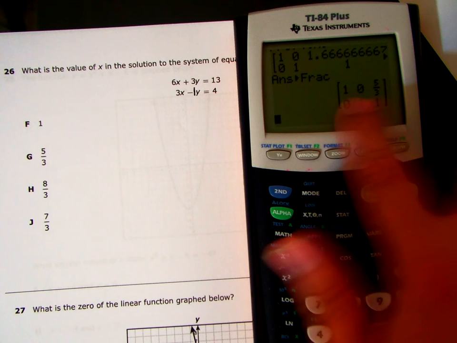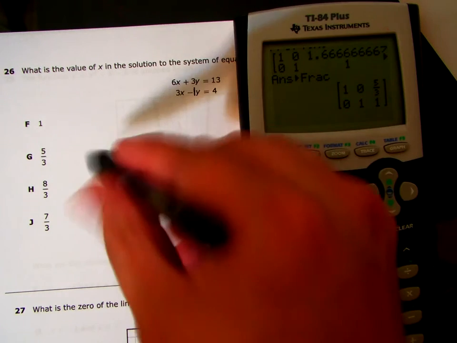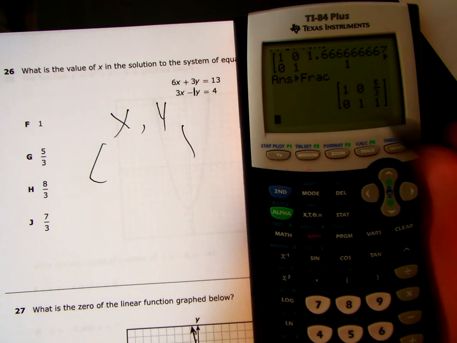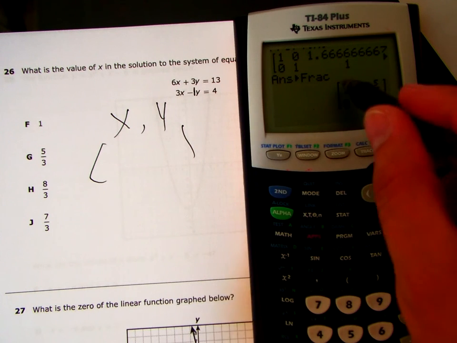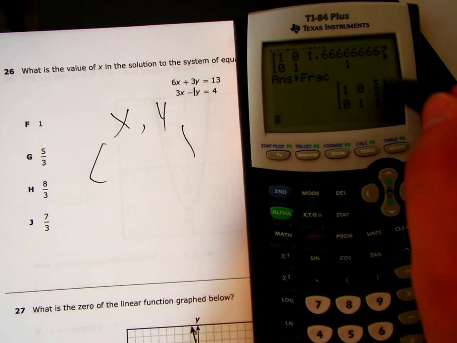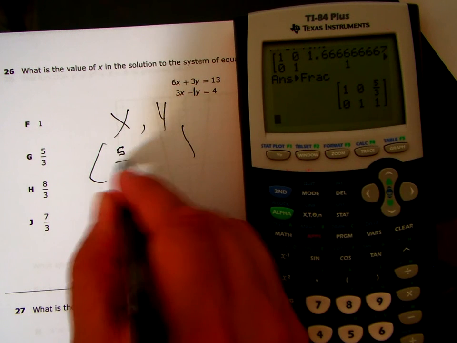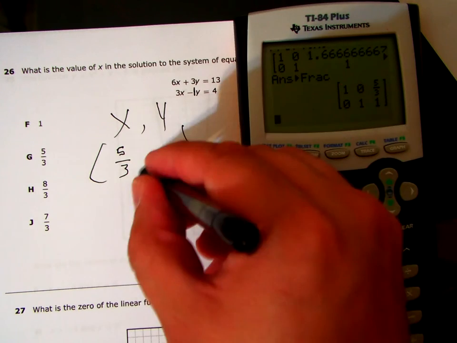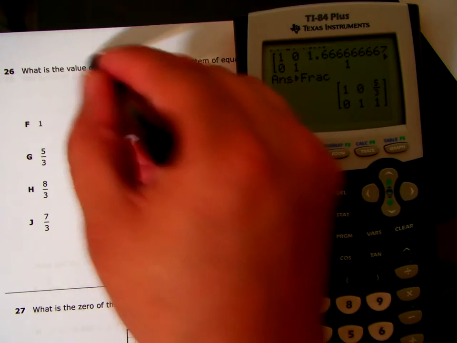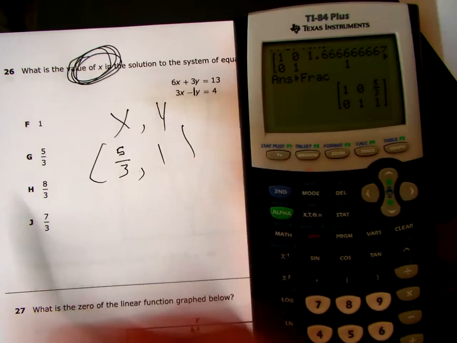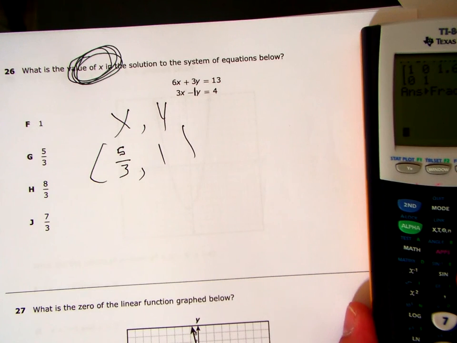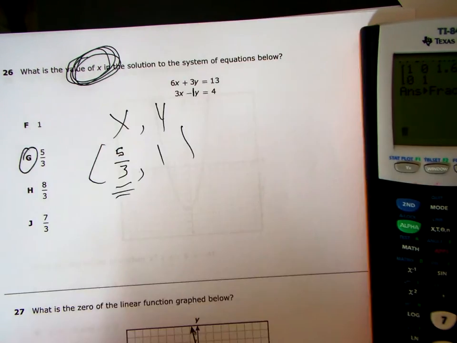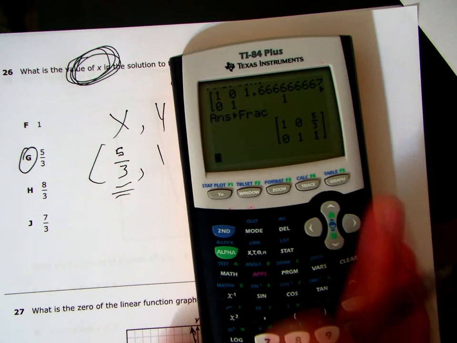And there your solution is your x and your y, right? The x is going to be what's on top, because right here's your x, so we're going to say what? 5 over 3. And your y is going to be what, y'all? The next one, which is what? 1. So what does the question ask you? They ask you what is the x value, right? So our x value would be what? 5/3. Okay? And that's how you do that calculator trick.